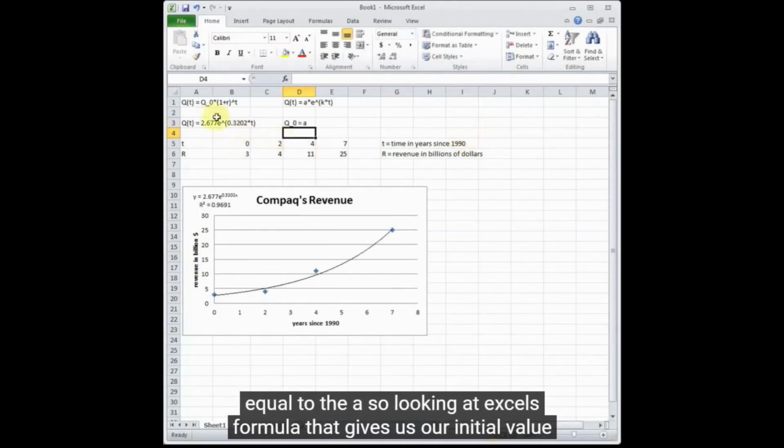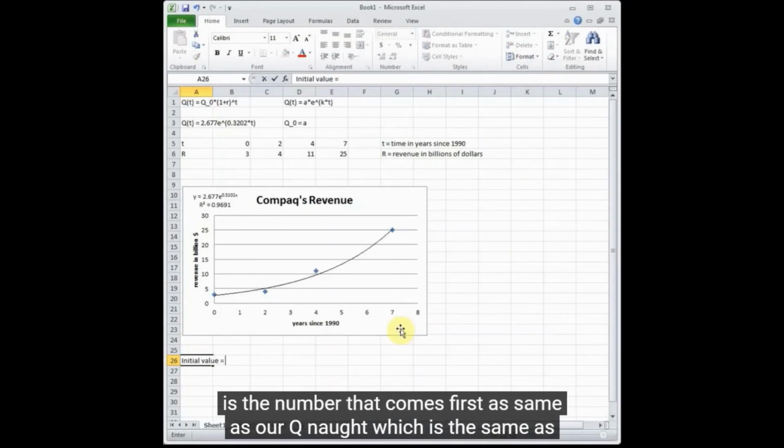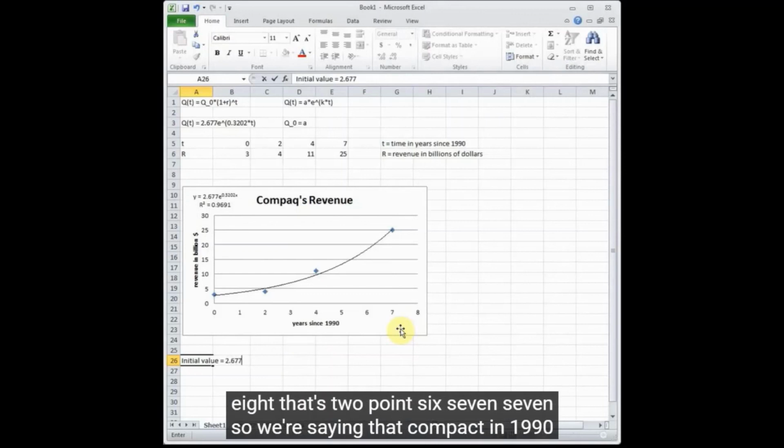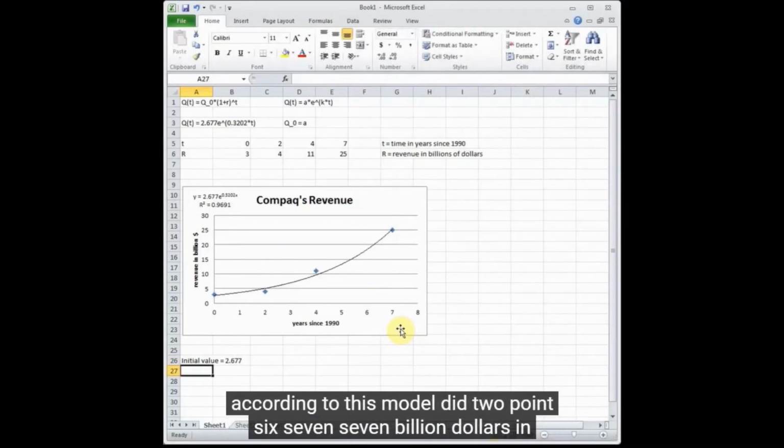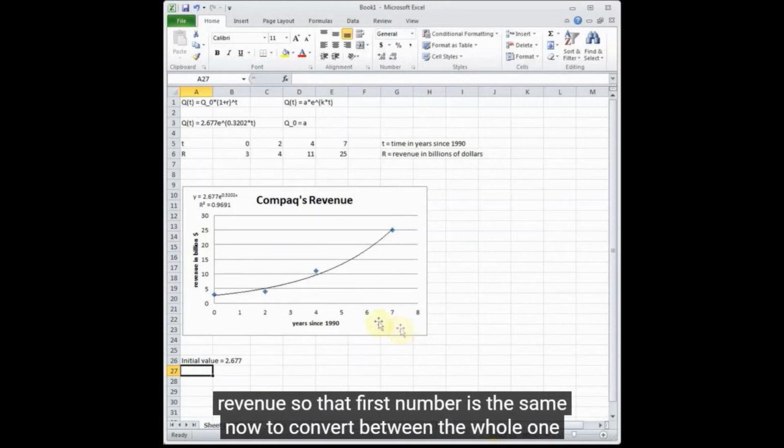So looking at Excel's formula that it gives us, our initial value is the number that comes first. That's the same as our Q naught, which is the same as A. That's 2.677. So we're saying that Compaq in 1990, according to this model, did $2.677 billion in revenue. So that first number is the same.